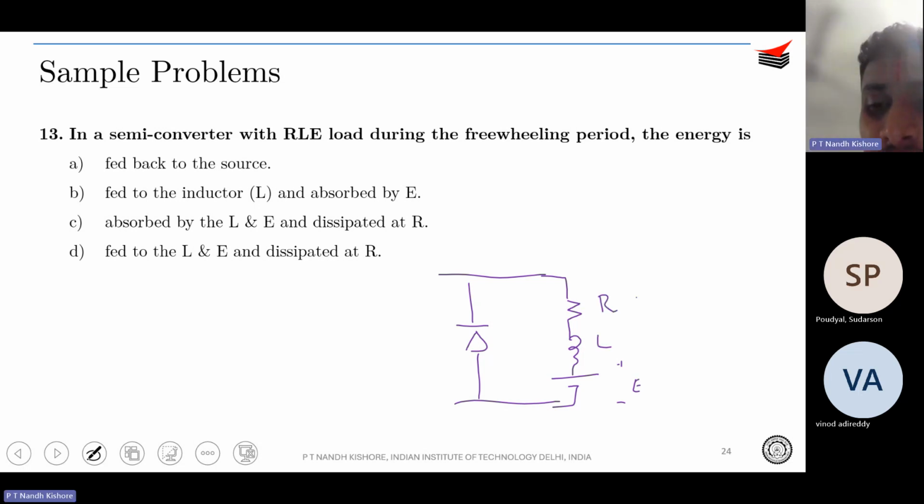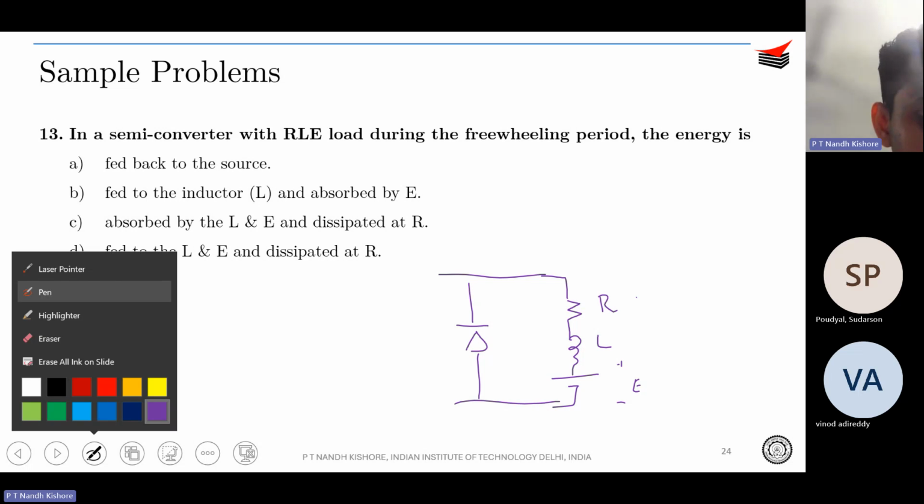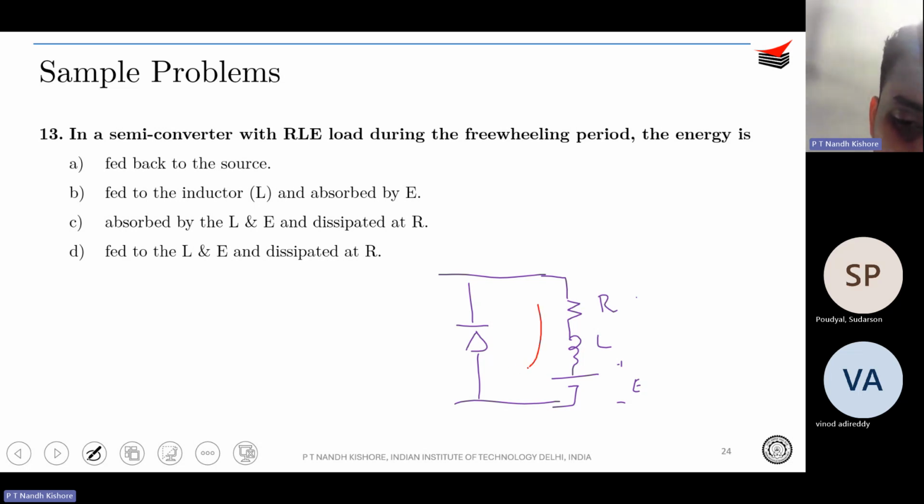So the question is, during the freewheeling period, what happens? You of course know the inductor current is going to be something like this, correct? So in this itself, you can answer from the load perspective, right? You see that the current is going something like this. So I naught into R, there is going to be an I square R dissipation over here. Correct. So there is going to be a dissipation at R.